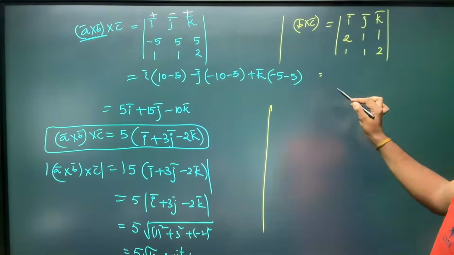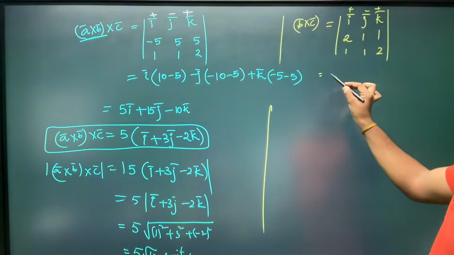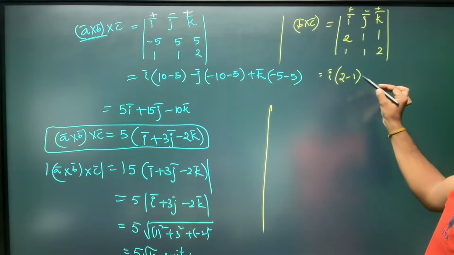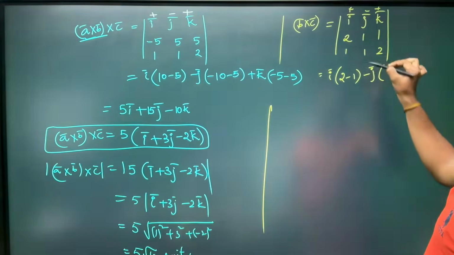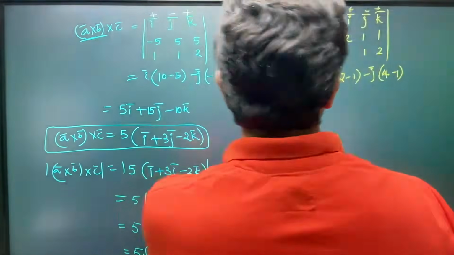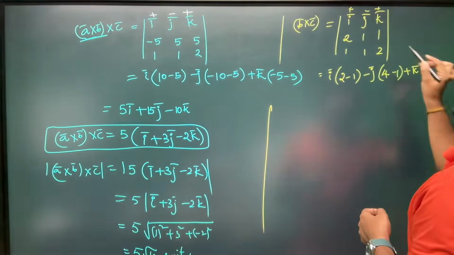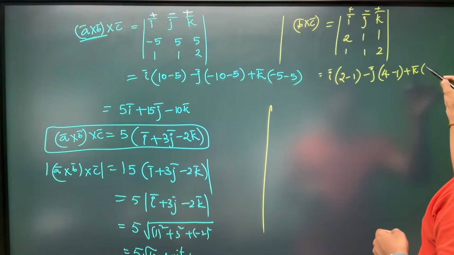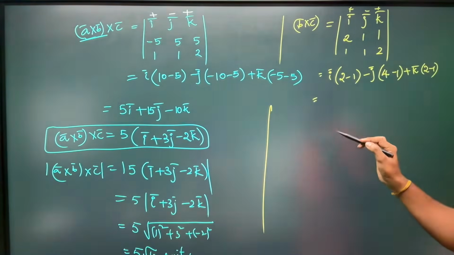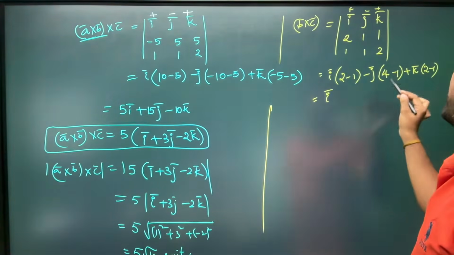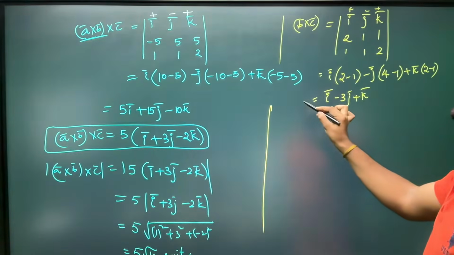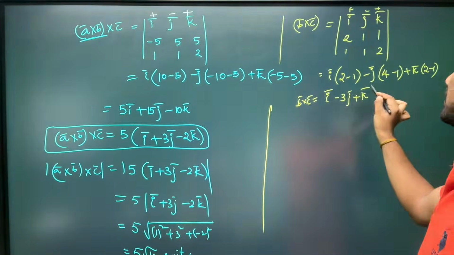So clearly we can say again plus minus plus: i bar into delete that first row and first column, 2 minus 1, minus j bar, 2 into 2 is 4 minus 1. Next plus k bar, delete first row and third column, 2 minus 1. So we get 2 minus 1 is 1, so 1 into i bar, 4 minus 1 is 3, minus 3j bar plus k bar. This is the b bar cross c bar value.